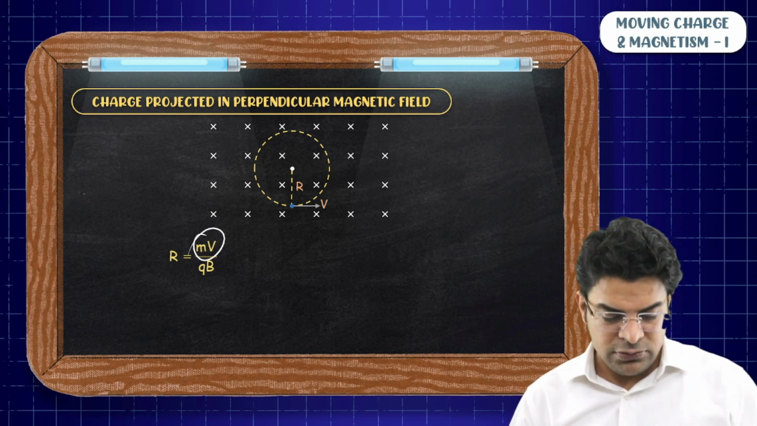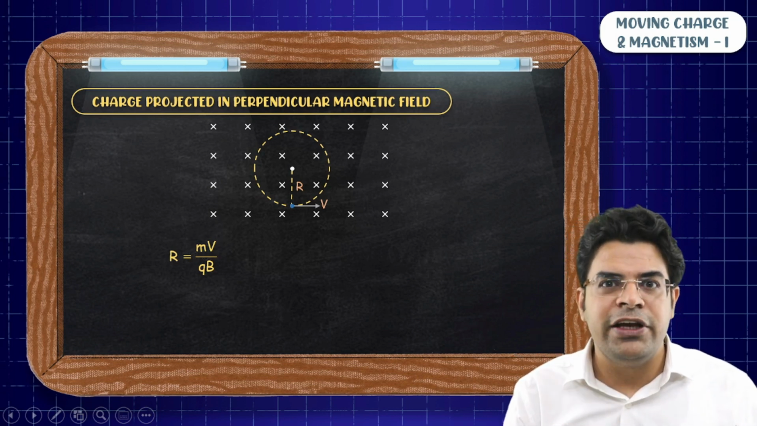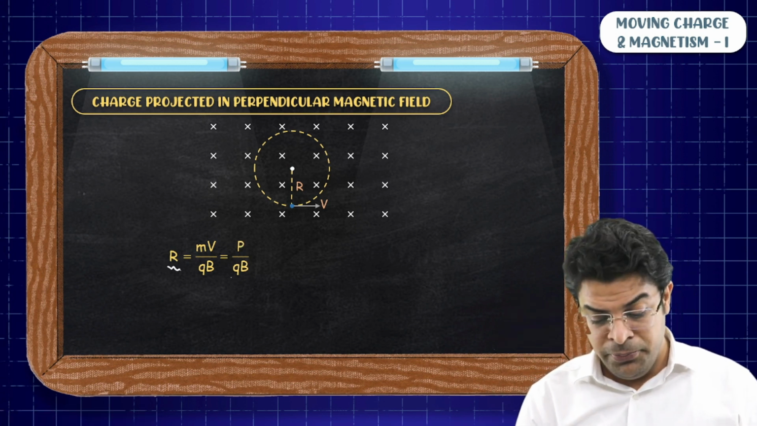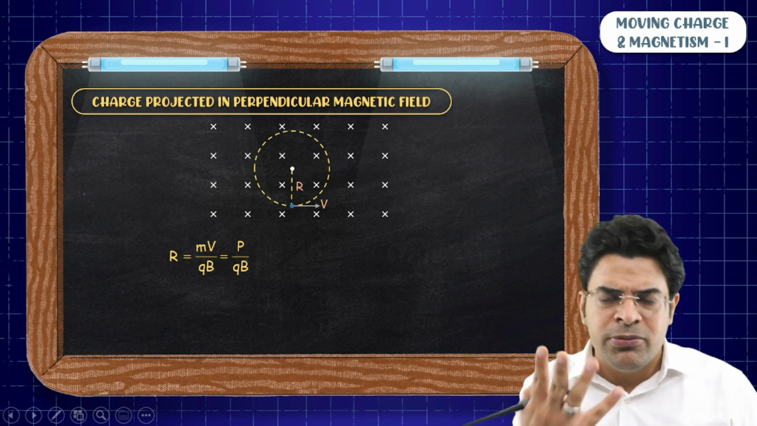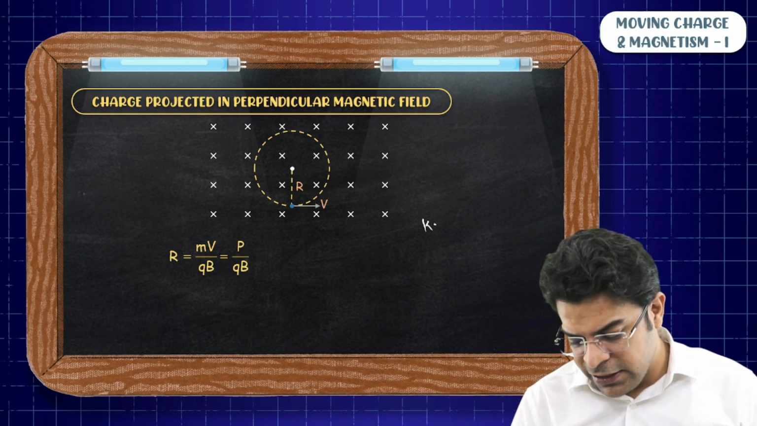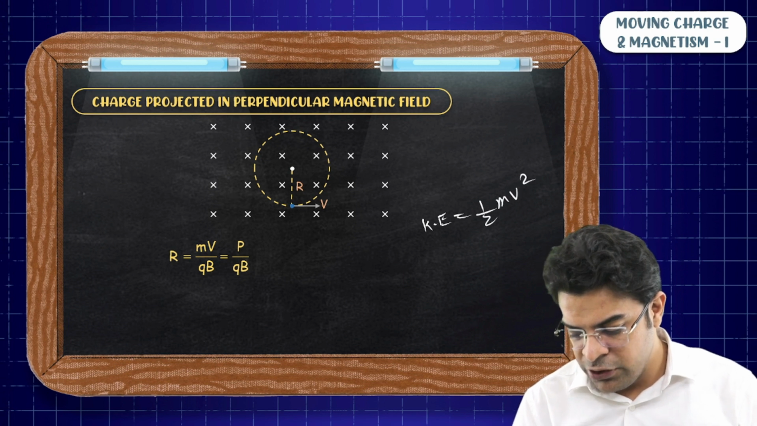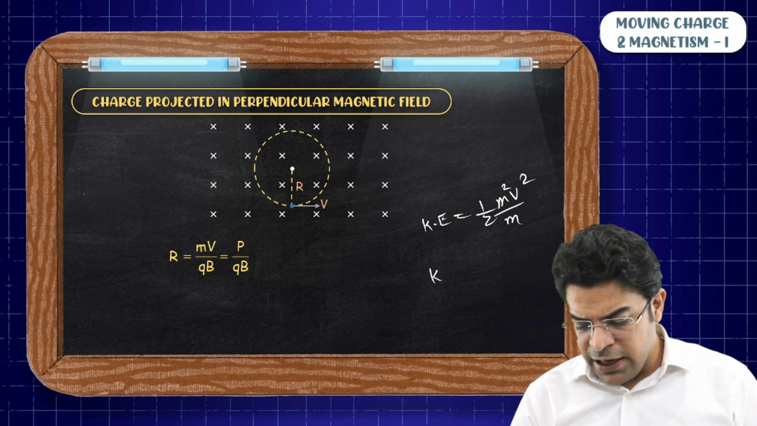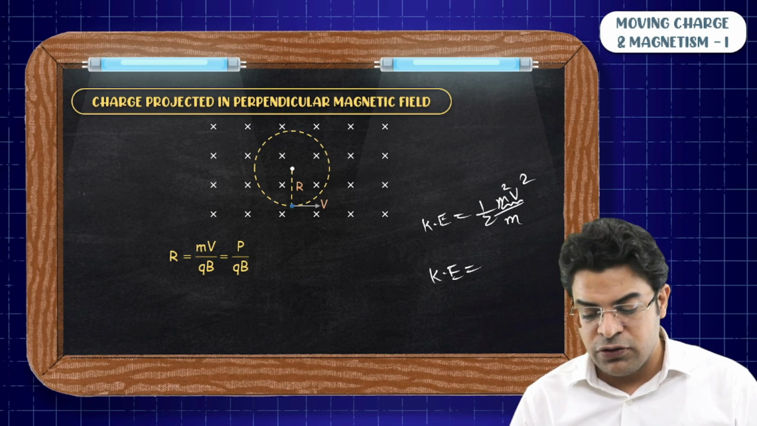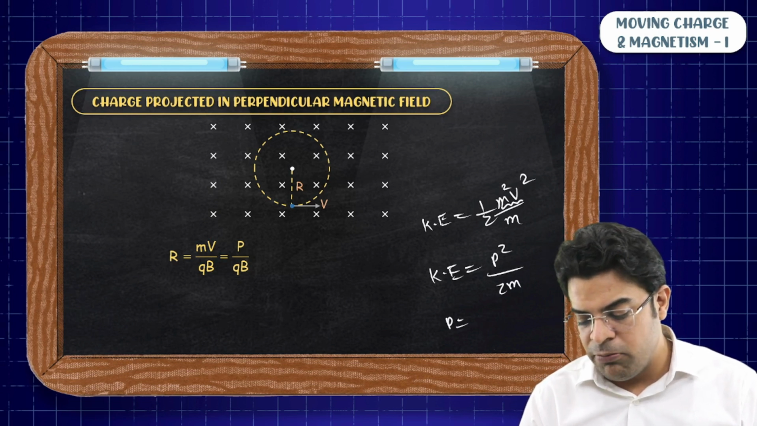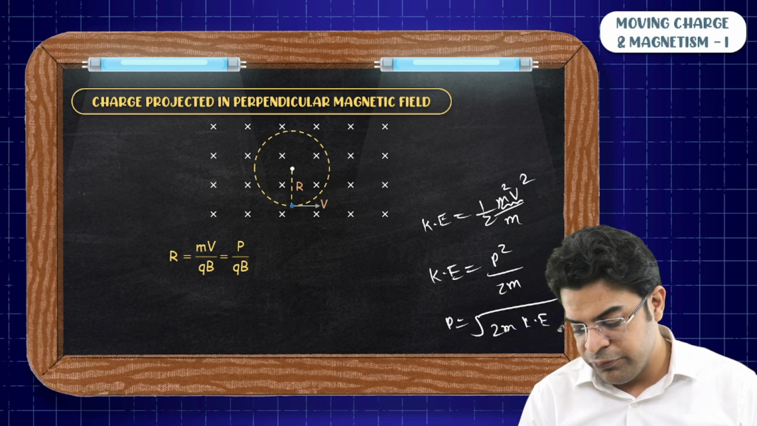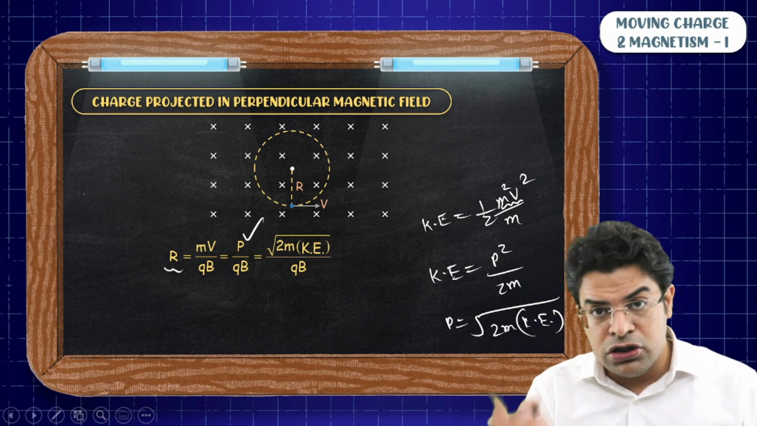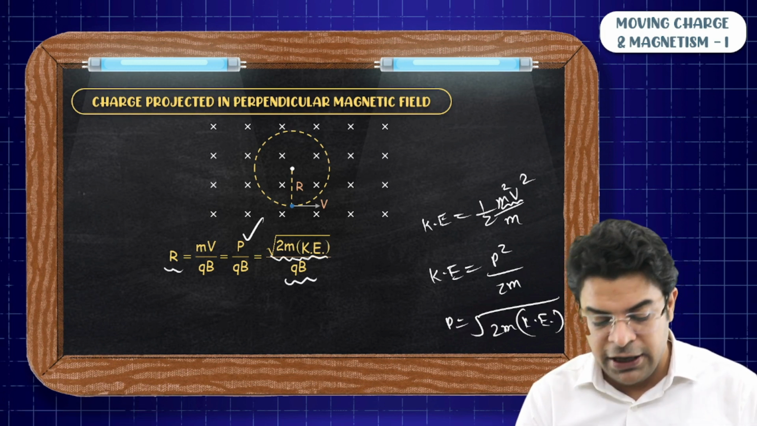What is mv? Mass times velocity. What is mv? Momentum. So you can write the same formula as the radius can also be written as p by qB. Yes sir, in place of mv, momentum, you can write p. And we know that kinetic energy equals half mv square. If you forcefully multiply and divide with an m on the right hand side, can I write that kinetic energy equals m square v square by 2m, which is p square by 2m, or can I write that the momentum is under root of 2m KE? Yes sir. So in place of momentum, you can even write under root of 2m KE. So the radius can also be written as under root of 2m KE by qB.